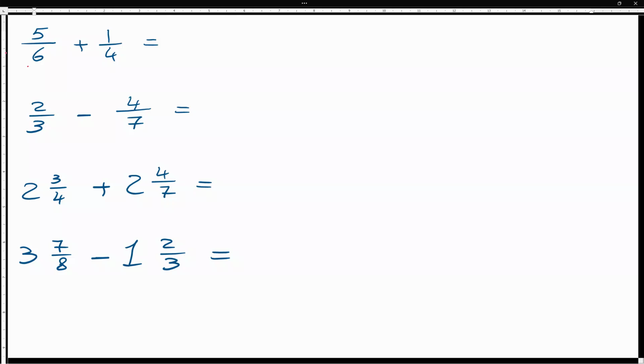Let's mark it then. I have the first one, 6 and 4. I need to find the common denominator between both of them, so I'm going to multiply them to each other. Whatever I do to the denominator, I do to the numerator. So in here, 5 times 4, which is 20, divided by 24, plus 6 times 1, which is 6, divided by 24. So this is actually 26 out of 24.